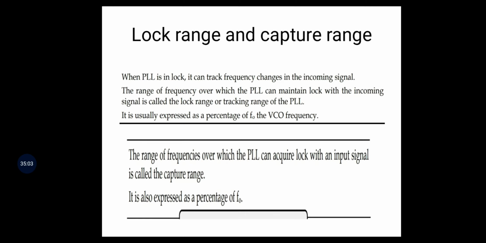Next, lock range and capture range. What is meant by lock range and capture range? First of all, lock range. When the PLL is locked, it can track frequency changes in the incoming signal. The range of frequency over which the PLL can maintain lock with the incoming signal is called the lock range or tracking range of the PLL.